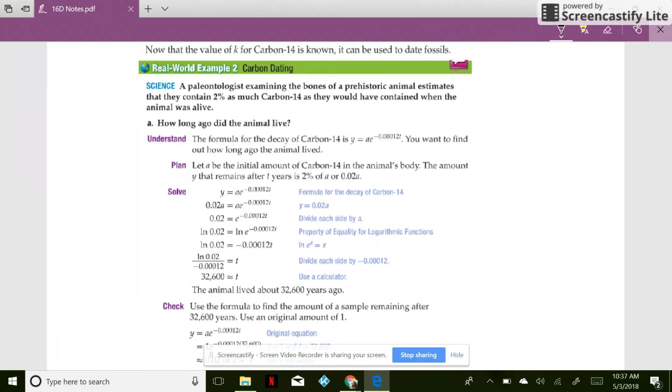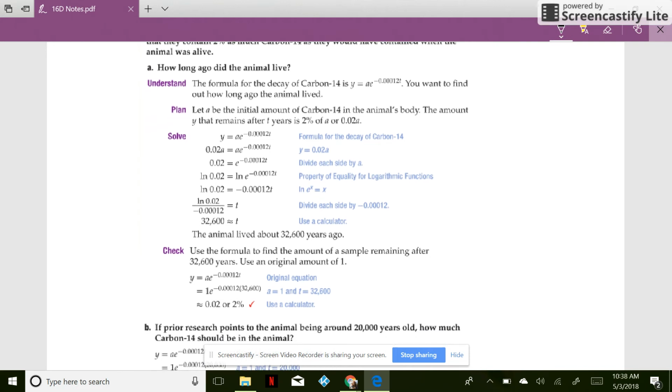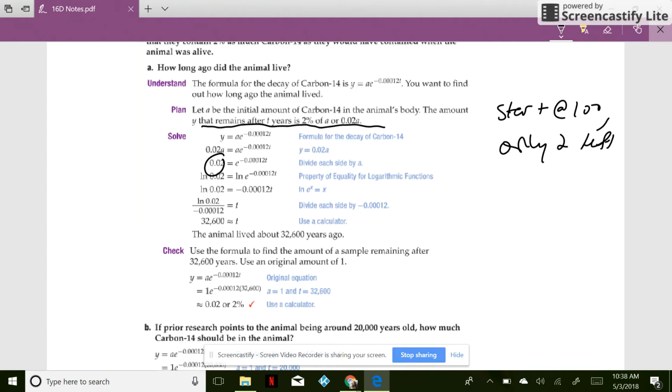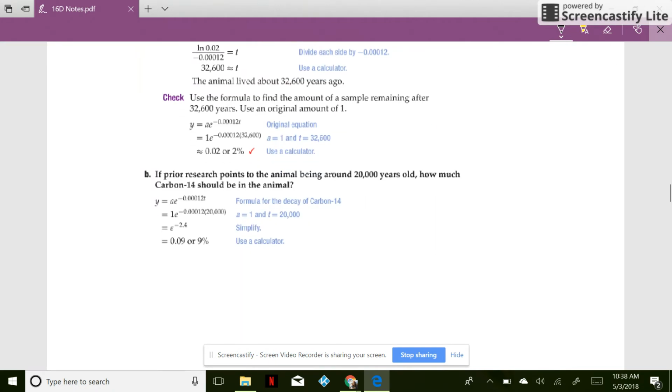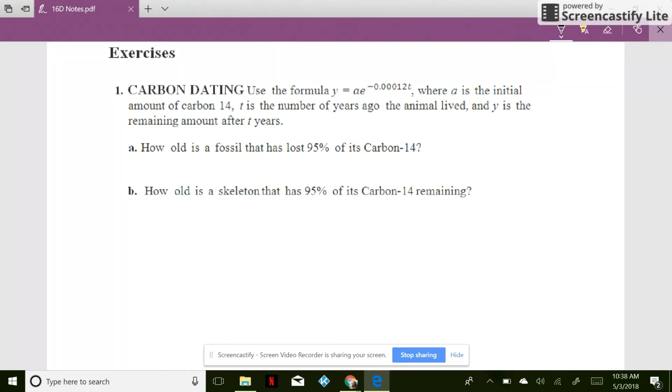So we can also use these types of equations to do some carbon dating. Okay, so it's saying that the amount that remains after t years is 2%. So what I think about it is, if we started at 100, that means there's only 2 left. The key though is that you're going to be dividing, and you're going to write your percent as a decimal over here, and then solve from there. But these are also decay functions, so they'll work the same way as the half-life problems.